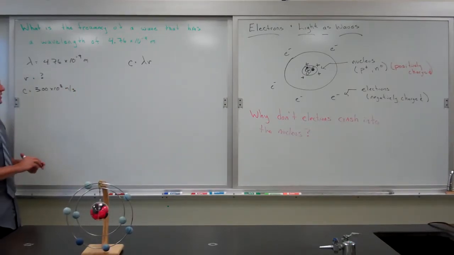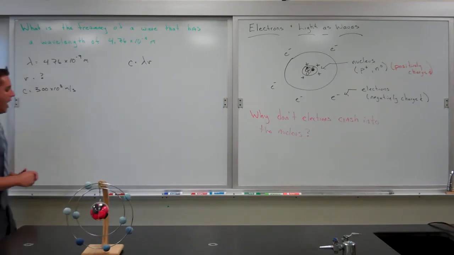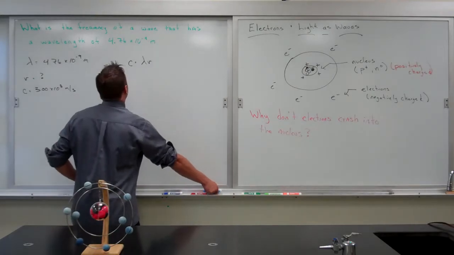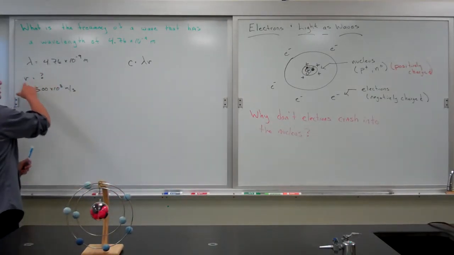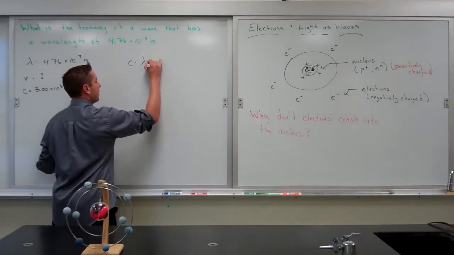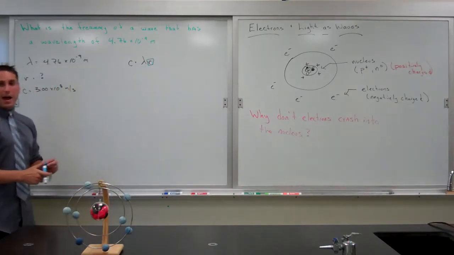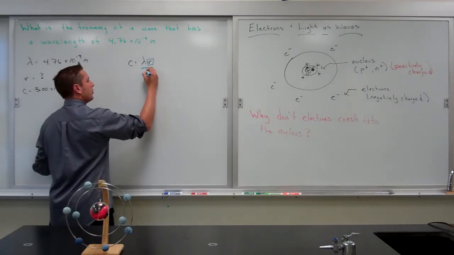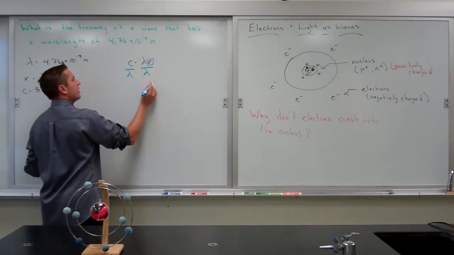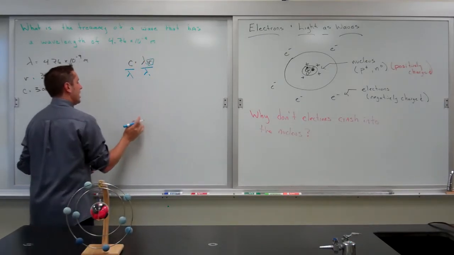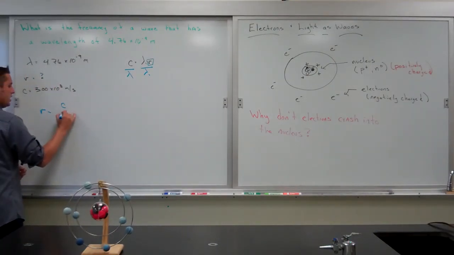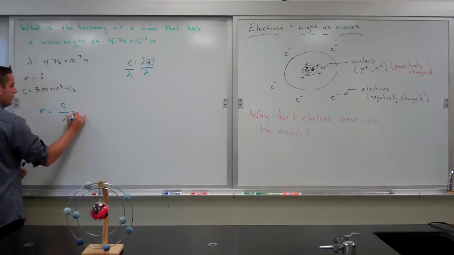Once I get everything listed and I know what I'm trying to find, I want to rearrange my equation to solve for what I'm looking for. I'm looking for v. So to get v by itself, I have to get rid of lambda. So I'll divide both sides by the wavelength. Over here, those cancel, and I get that v is equal to c over lambda.